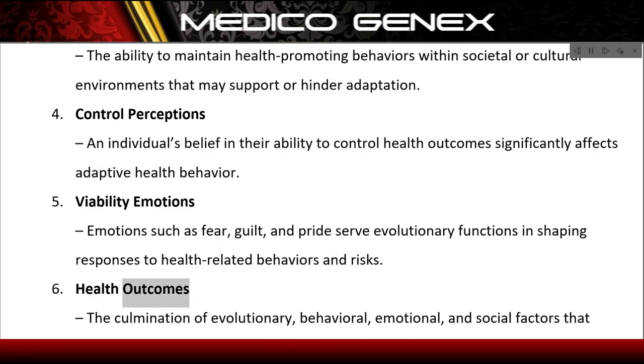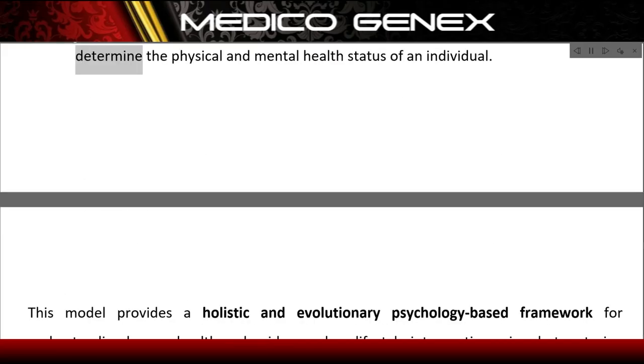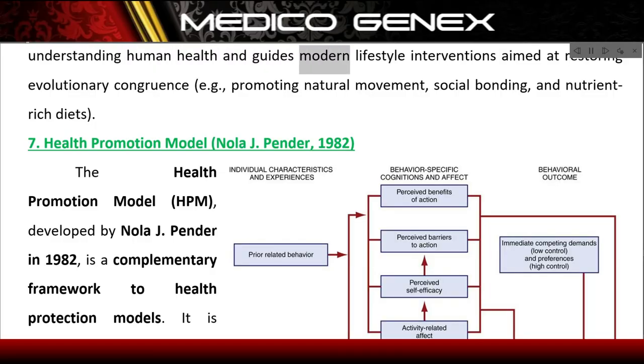Health outcomes: the culmination of evolutionary, behavioral, emotional, and social factors that determine the physical and mental health status of an individual. This model provides a holistic and evolutionary psychology-based framework for understanding human health and guides modern lifestyle interventions aimed at restoring evolutionary congruence, for example promoting natural movement, social bonding, and nutrient-rich diets.